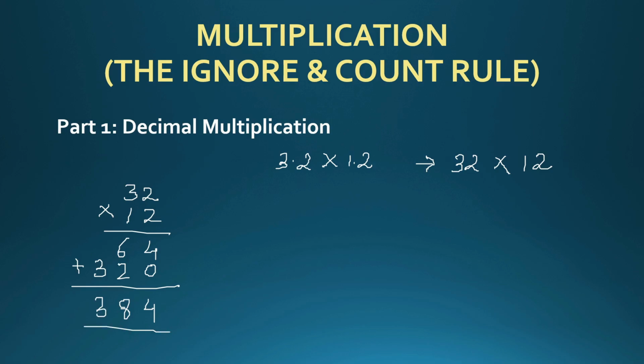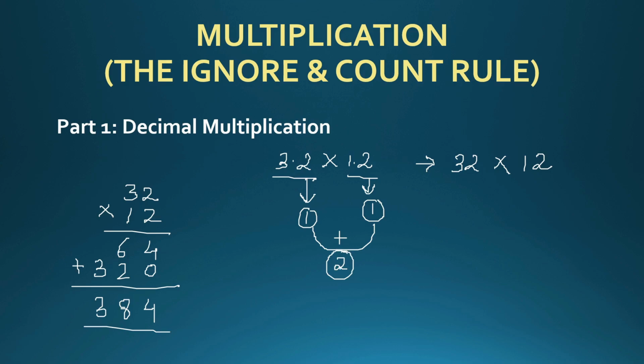In step 2, we are going to count the total number of digits after the decimal point in both the original numbers. In 3.2, we have one digit, and in 1.2, we have one digit after the decimal. And then we are going to find the total count of the number of digits after the decimal. So we are going to add 1 plus 1, which becomes 2.